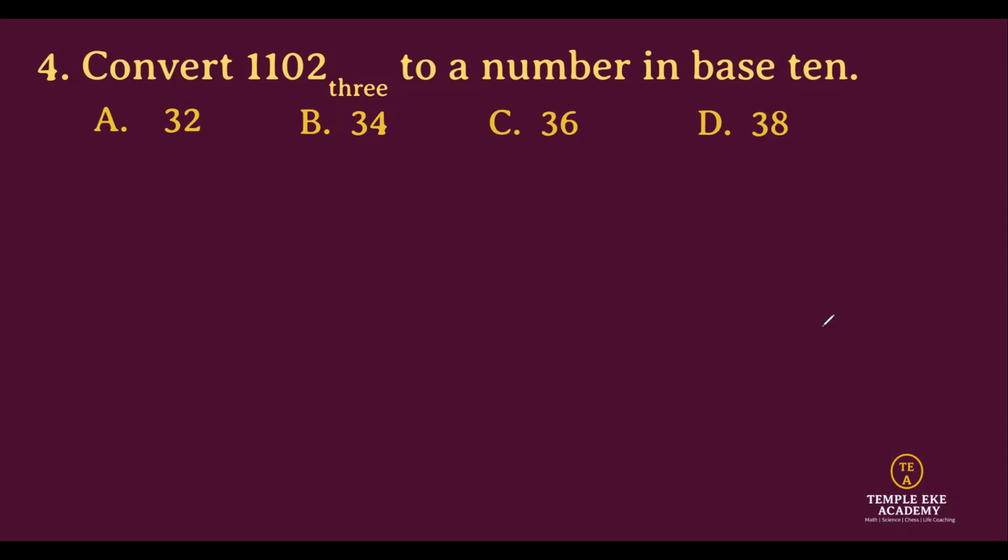Converting 1102 in base 3 to a number in base 10 requires expansion as the method. So let us apply the method of expansion. In the solution, we take the number to be converted, 1102, and write exponents on it.